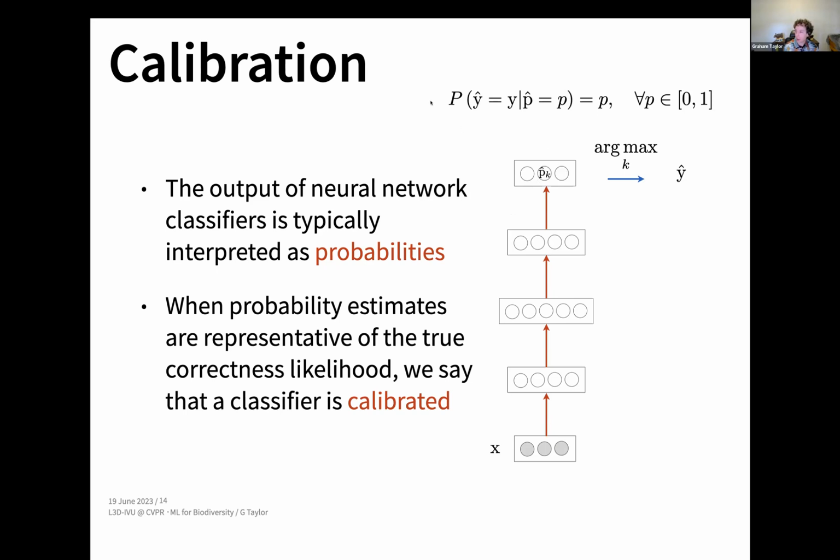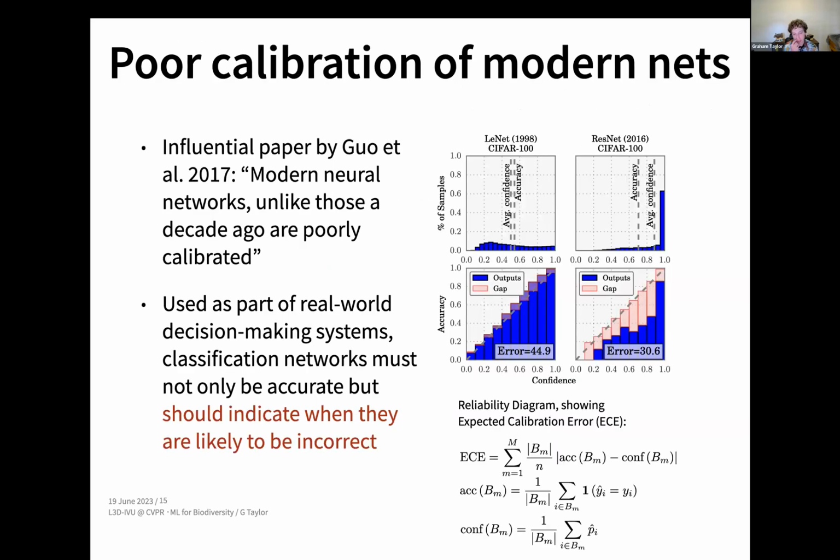What we mean when we say that the classifier is calibrated is that the probability of a correct prediction, given the probability output by the classifier, would be that probability. As a specific example, given 100 predictions from the model, each with a confidence of 0.8, we would expect that 80 of these should be correctly classified. If that is true, we call it a calibrated classifier. But it's well known that convolutional neural nets in particular are not well calibrated.